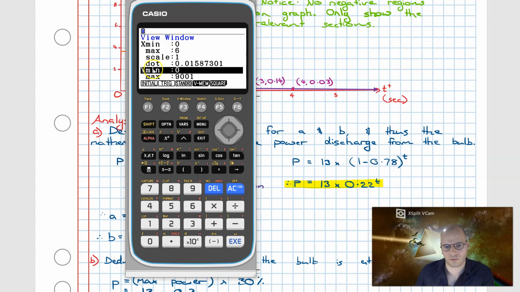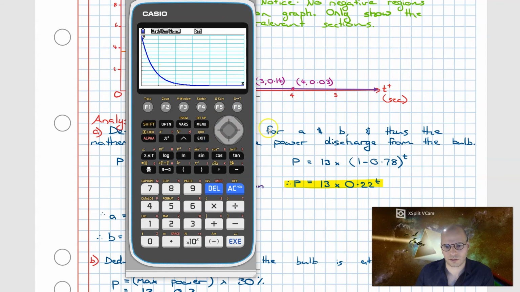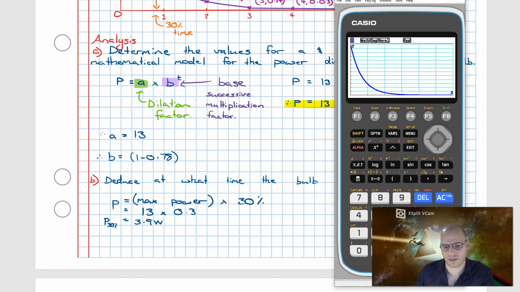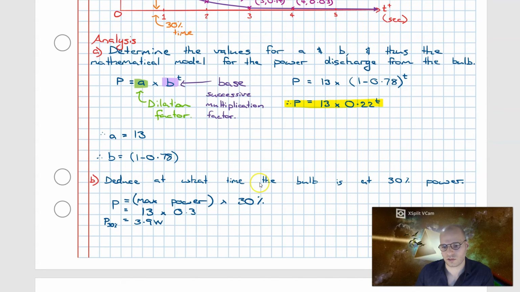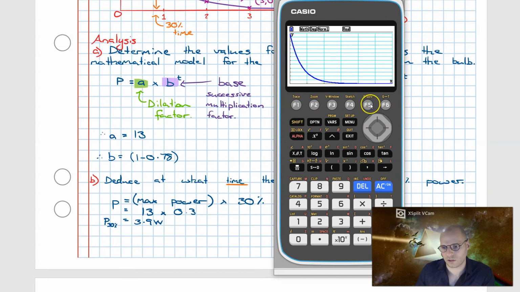And then we're going to go for 0, and we have to go up to at least 13. So we just put in 13 here. We're not going to drop below a power rating of 0 watts. Okay, graphing. Here's our equation. Now to deduce at what time the bulb is at 30%, we're going to go to gsolve, xcal, and then we're going to put in 3.9 watts. Therefore what we find is that the bulb is going to be at 3.9 watts when it's operating at 0.795 seconds.